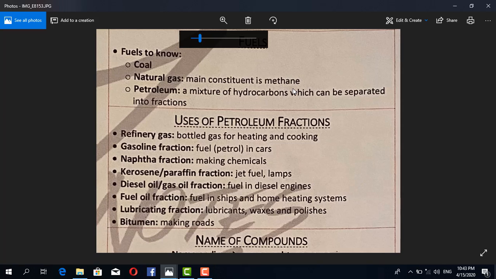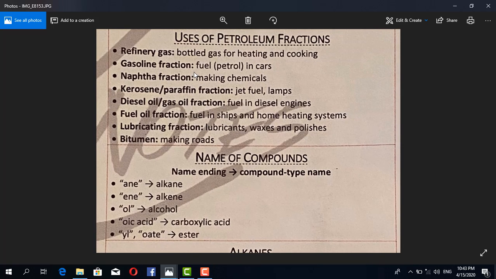Okay, let's get started. The first thing that you have here is the fuel. Fuels here could be coal, natural gas, or petroleum. Natural gas is mainly consistent of methane. Petroleum is a mixture of hydrocarbons, which can be separated into fractions. The uses of petroleum fractions here: we've got the refinery gas, which we use for heating or cooking, the naphtha fraction, gasoline, kerosene, paraffin fraction, and diesel. All these are petroleum fractions.